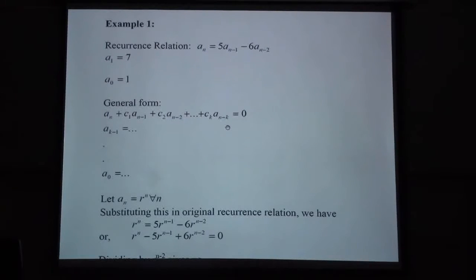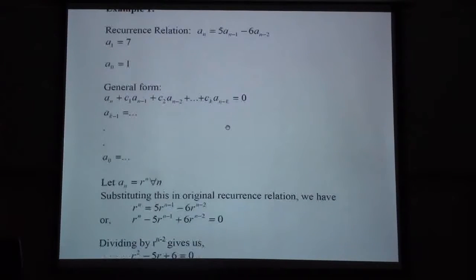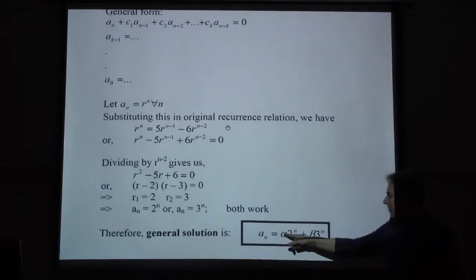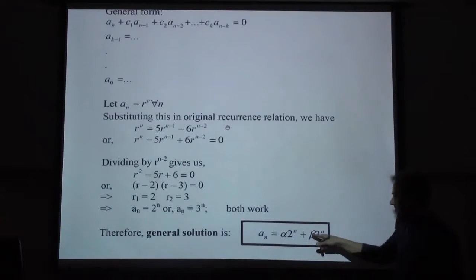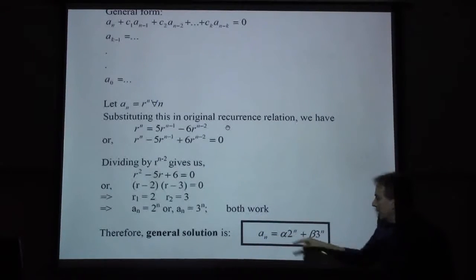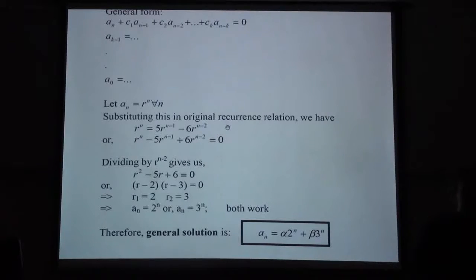Given, A1 is equal to 7. Because A1 is equal to 7, what we have is A1 is equal to alpha 2 to the 1 plus beta 3 to the 1. That means A1 is equal to 2 alpha plus 3 beta. But A1 is 7, so 7 equals 2 alpha plus 3 beta.